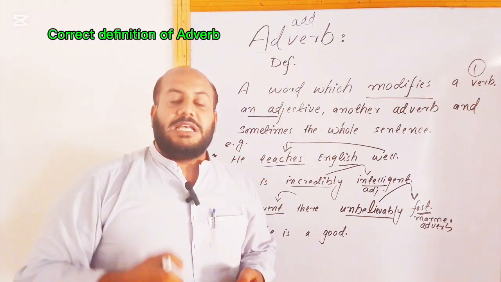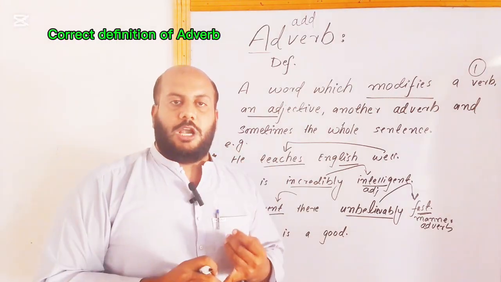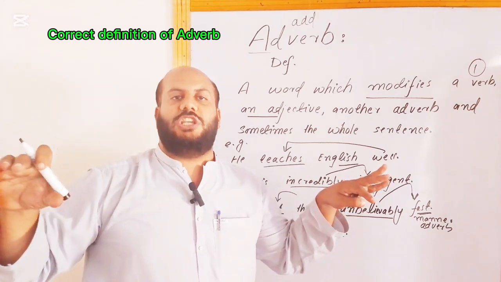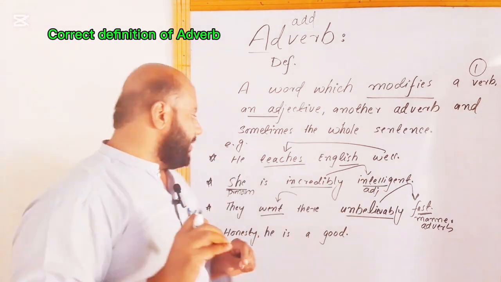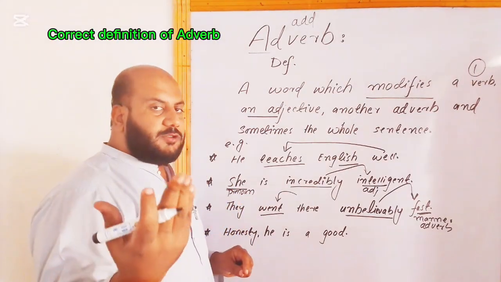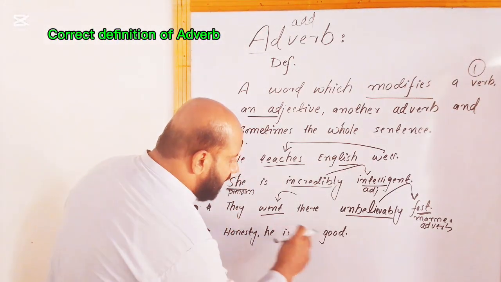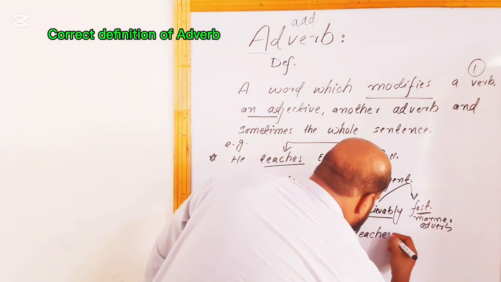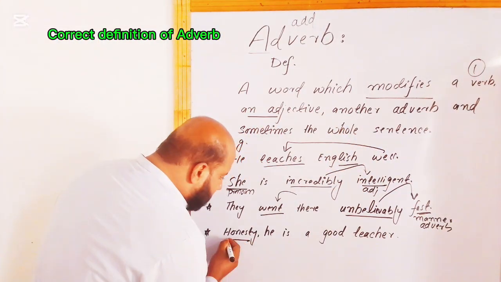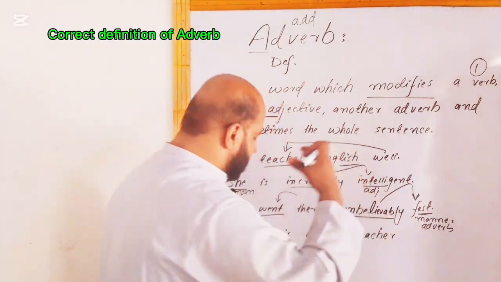And keep in mind that sometimes adverb does not talk about a single word. It modifies a whole sentence. Then that adverb is called sentence adverb. First look at the example. Here the sentence is: Honestly, he is a good teacher. Now here the word honestly does not talk about he, does not talk about good, does not talk about teacher.